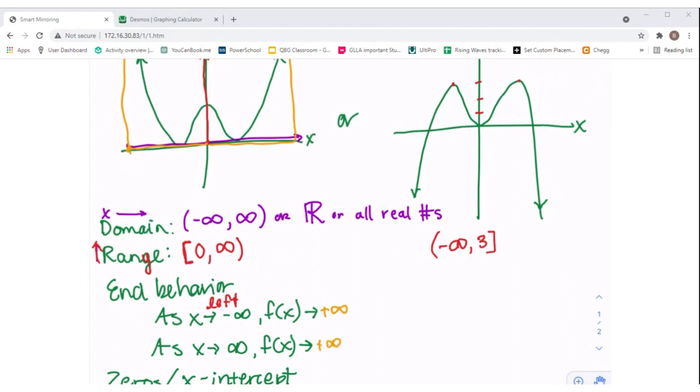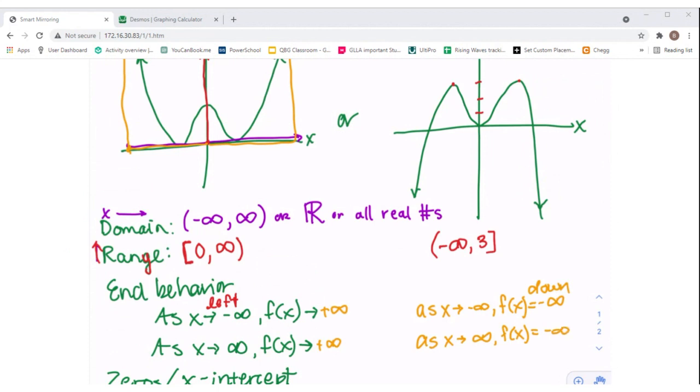While on the other hand, with the function on the right, we would have to say as x goes to the left, so negative infinity, f of x goes to negative infinity because it's pointing down. This is saying down. And then as x goes to the right, f of x also goes down, sorry, negative infinity.